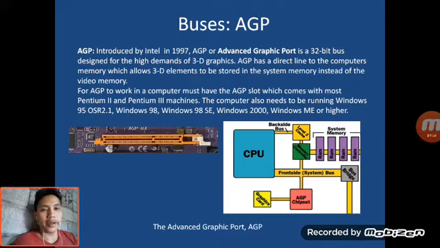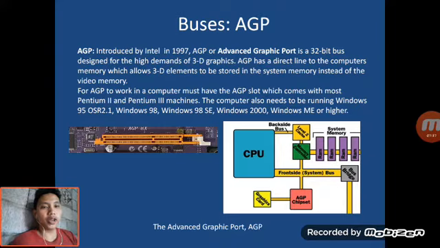AGP bus. Introduced by Intel in 1997, AGP, or Accelerated Graphics Port, is a 32-bit bus designed for the high demands of 3D graphics. AGP has a direct line to the computer's memory, which allows 3D elements to be stored in the system memory instead of video memory.